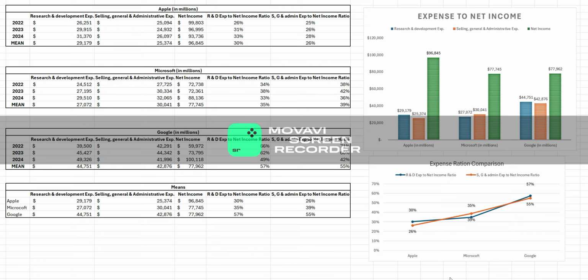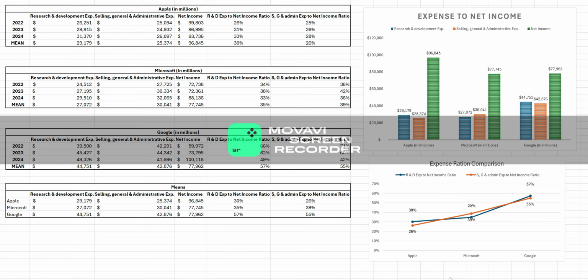The data shows that research and development expenses have a bigger ratio to net income by 4% in the Apple company and by 2% in the Google company. But in Microsoft, selling and general administrative expenses have a larger ratio to net income by 4%. In conclusion, research and development has a larger impact on profitability.